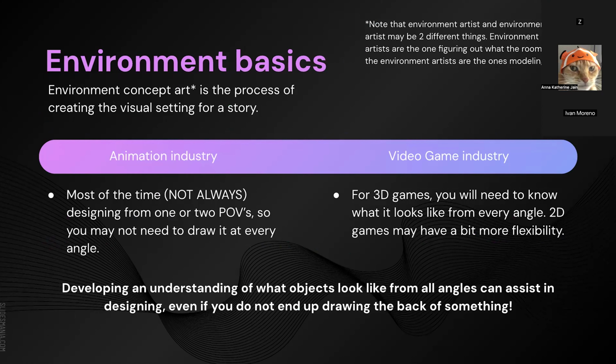Environment concept art is the process of creating the visual setting for the story. There's a bit of a difference between the animation and the video game industry. Most of the time, you're designing from one or two points of view, so you may not need to draw at every angle. Like in animation, we're not necessarily seeing the 360 view, but in 3D games, you do need to know what it's like from every angle. And 2D games have a bit more flexibility.